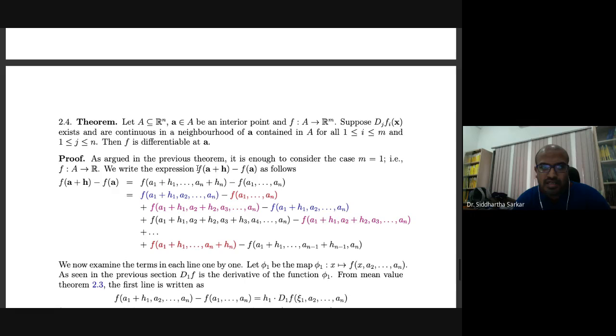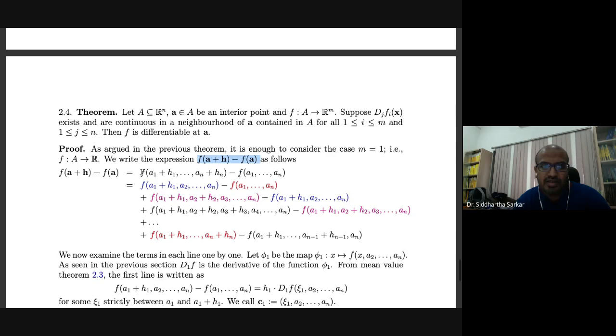Okay, so let's try to examine the difference f of a plus h minus f of a. First of all, this is written as f of (a1 plus h1, up to an plus hn) minus f of (a1, up to an). So what I'm going to do is manipulate it to express it differently.